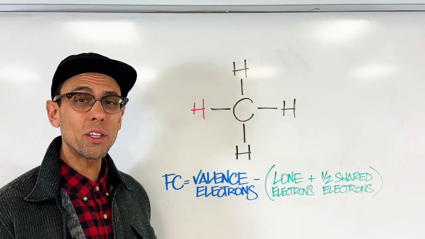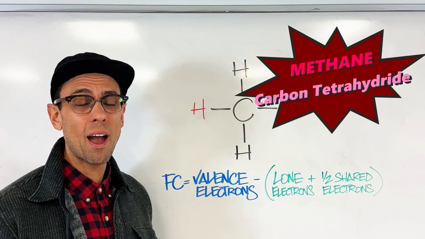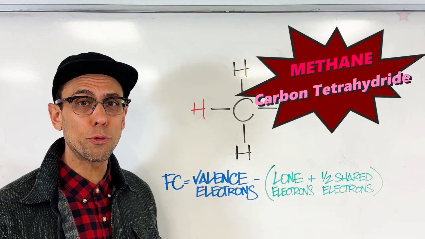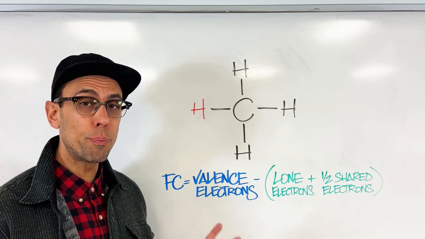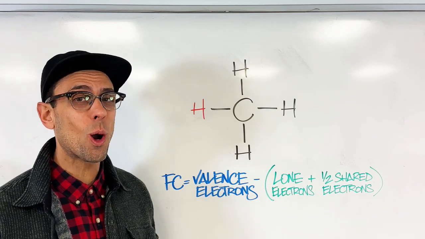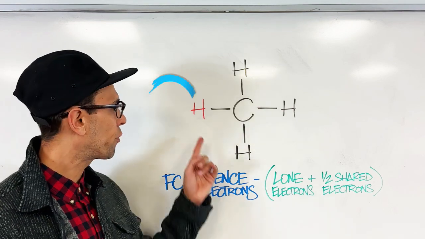So to begin, we're going to start with methane, or carbon tetrahydride, and you can see I've drawn the Lewis structure for it on the board behind me. Now, we're going to calculate the formal charge for both the hydrogen atoms and the carbon atom. Let's start with hydrogen first.